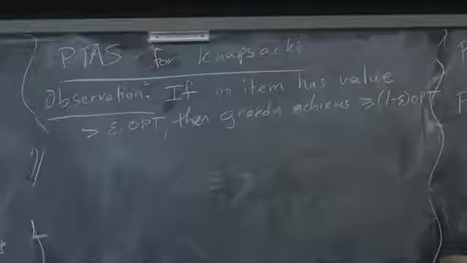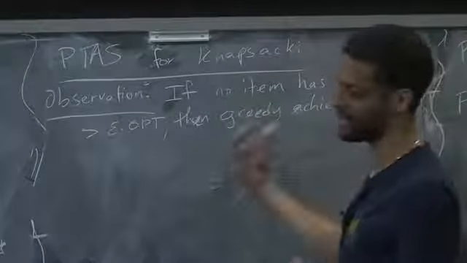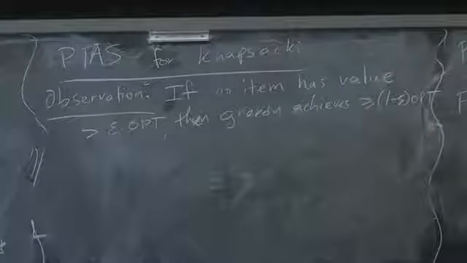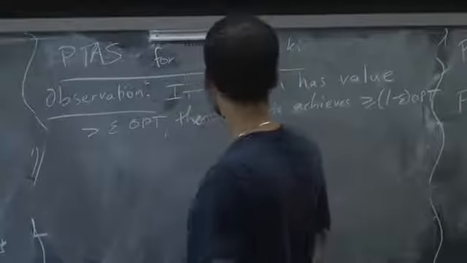Yeah, so I should say I defined PTAS, FPTAS, etc. for minimization problems, but you could also define them for maximization problems. So with minimization problems, you want to get at most 1 plus epsilon opt. For maximization, you want to get at least 1 minus epsilon opt. Okay. So why is this true?